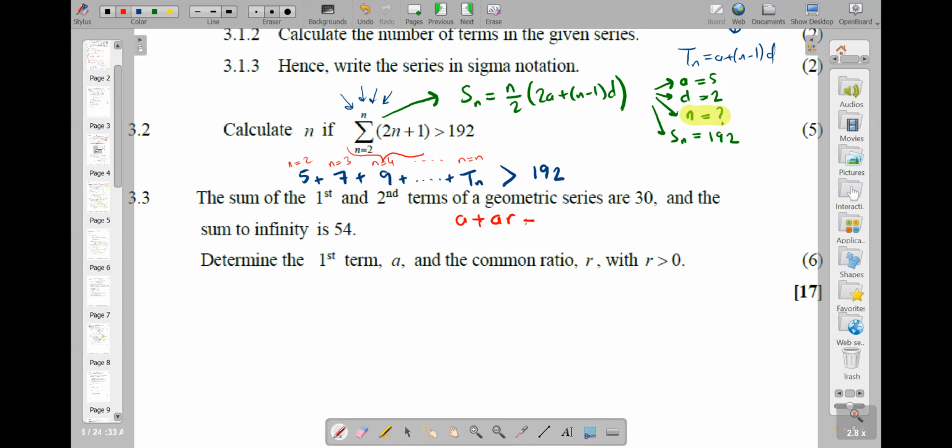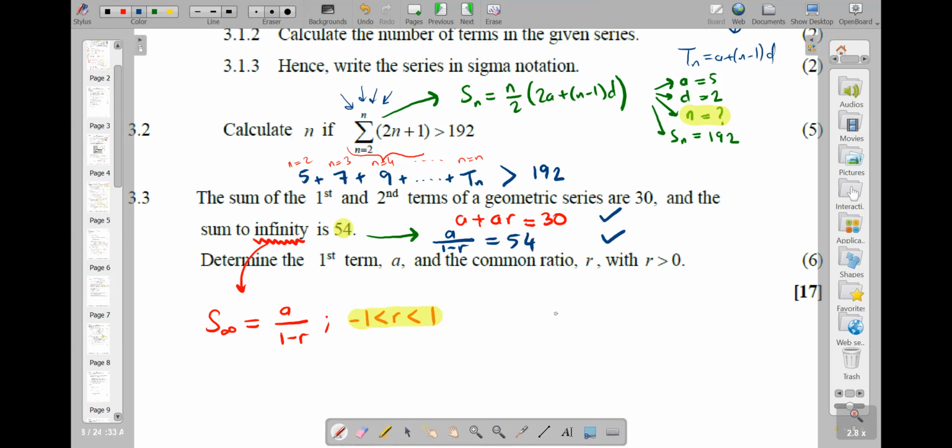So the first two terms add up to 30. Now, the question mentions infinity, so the infinity rule can be applied here. That means R is between -1 and 1, because otherwise we wouldn't have that sum. That's the convergence condition, which makes the series convergent. But anyway, I know the sum is 54. That's my second equation. According to this second piece of information, I can write A over 1 minus R is equal to 54. So that's my first equation.